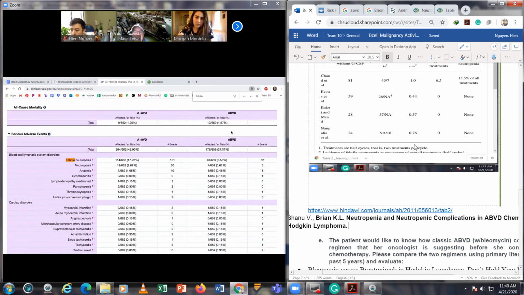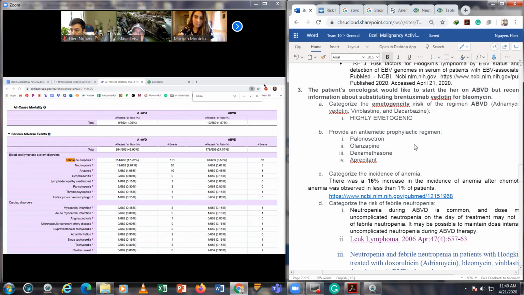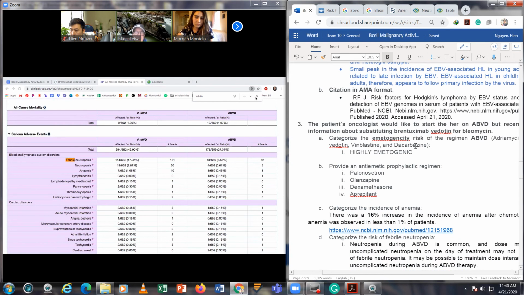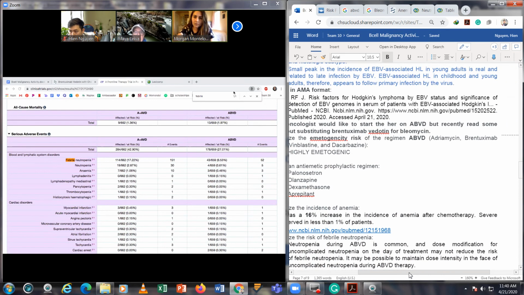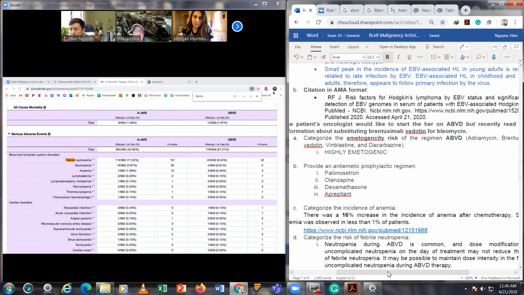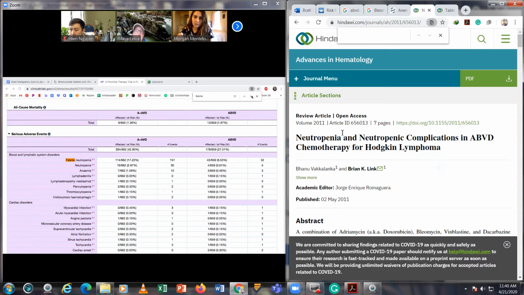Anybody can help out if you don't remember. Would you consider that high, intermediate, or low? Oh, high. So the febrile neutropenia, it would be intermediate, right? Because high would be greater than 20%. So 10 to 20% is considered intermediate. And then if you look at ABVD with just the bleo, that would be low because it's less than 10%.